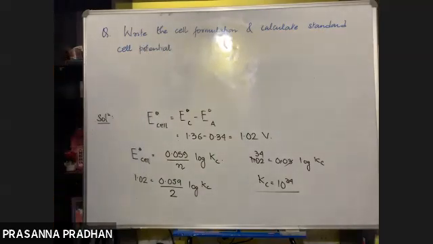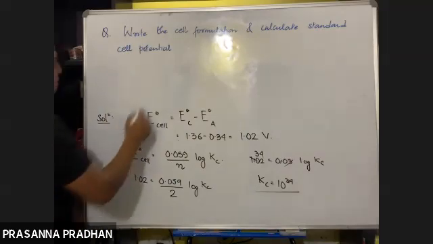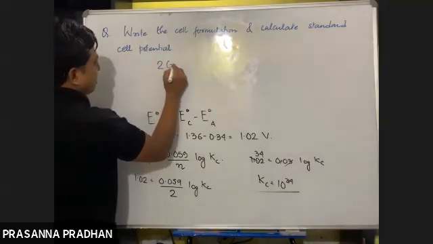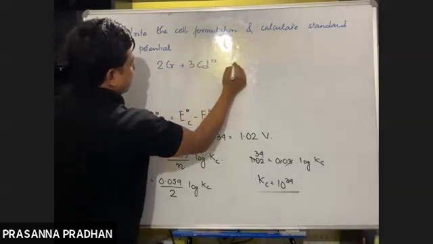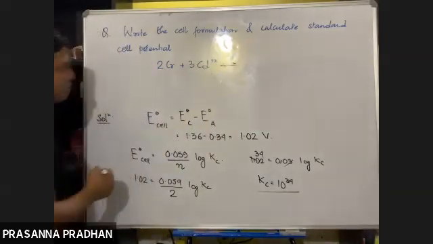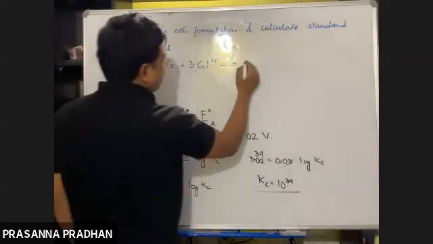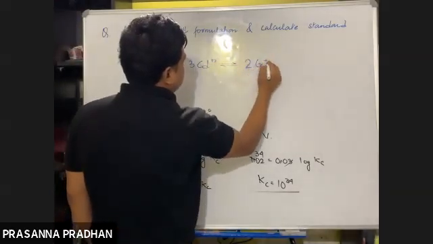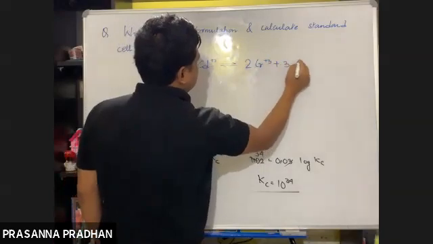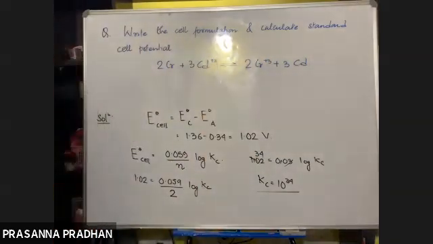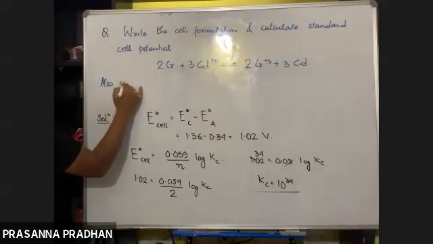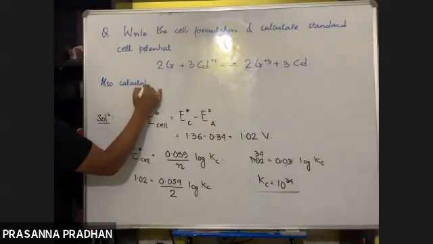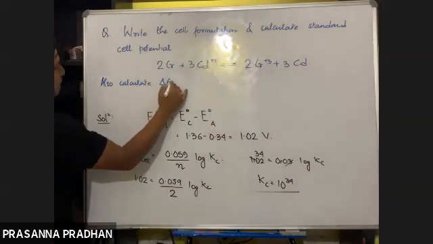Okay, so the cell reaction is given: 2 chromium plus 3 cadmium dipositive will give you 2 chromium tripositive plus 3 cadmium. Also calculate delta G naught.